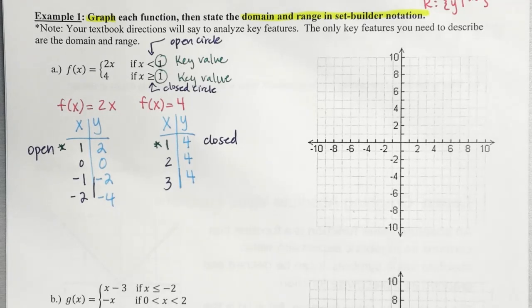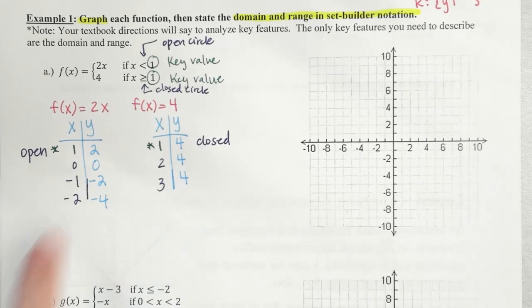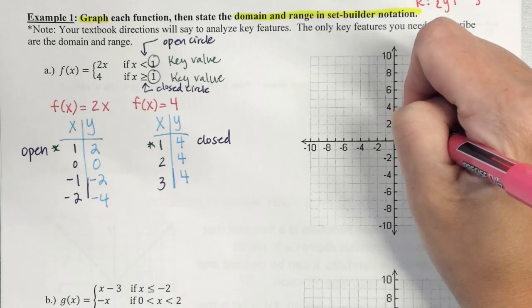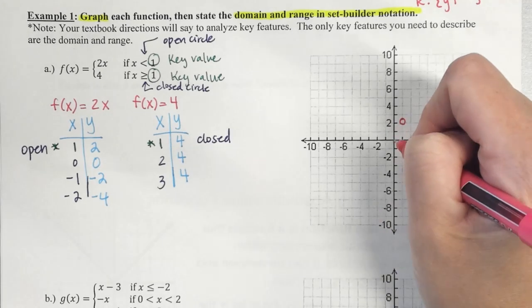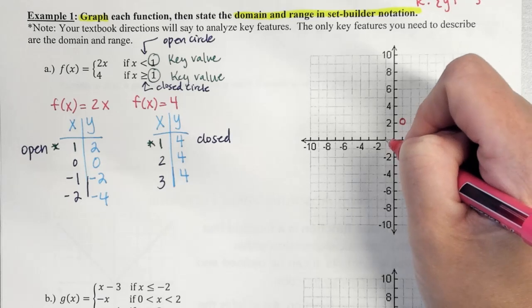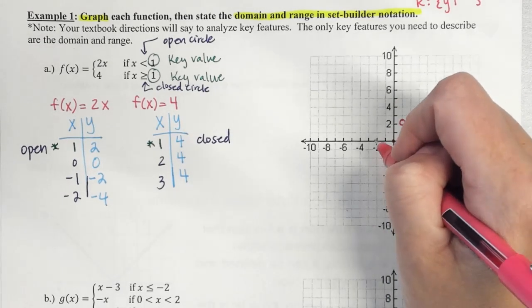All right, so let's graph the line. So the only place you're going to have an open circle is at this key value, 1, 2. So at 1, 2, you're just going to put an open circle around that point. And then everything else is just a point, okay? So you can think of it like a closed circle. It really just is like what we were graphing yesterday.